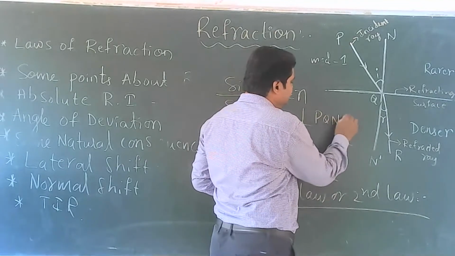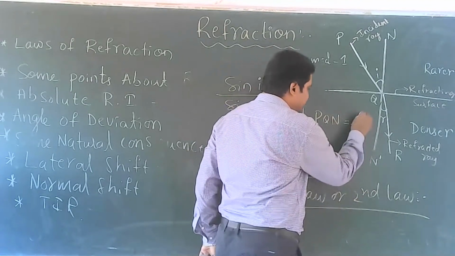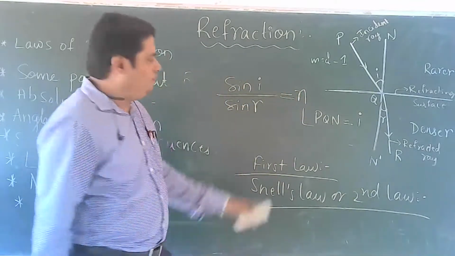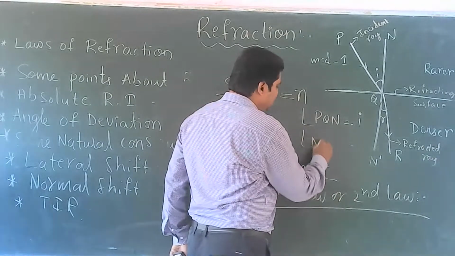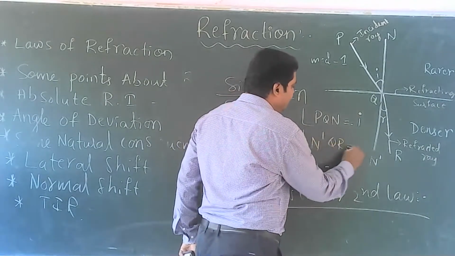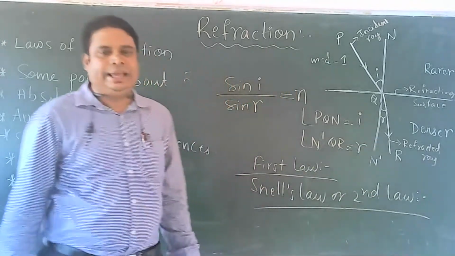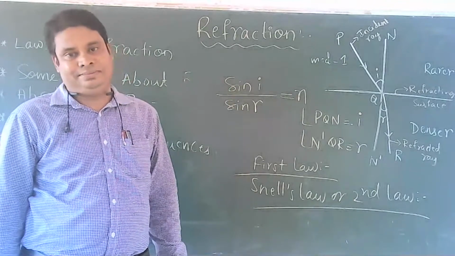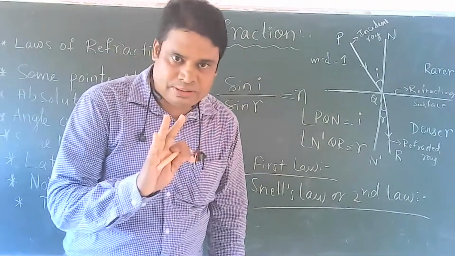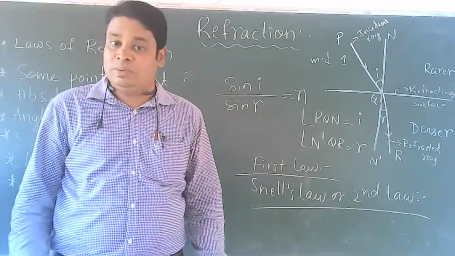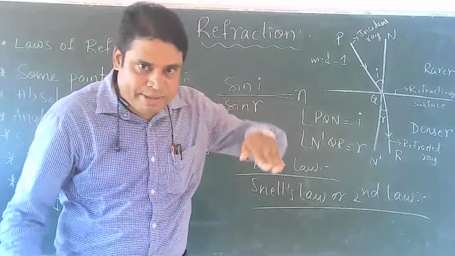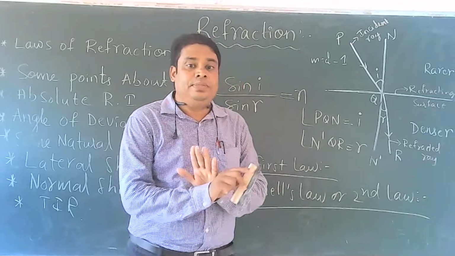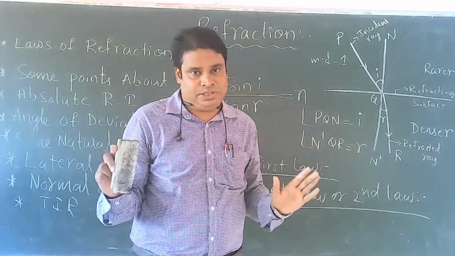Angle PQN is called the angle of incidence, whereas angle N dash QR is called the angle of refraction. This is called Snell's law. Snell's law holds good for what? Oblique incidence. What is oblique incidence? Making a certain angle with the normal. It is not valid for all situations.